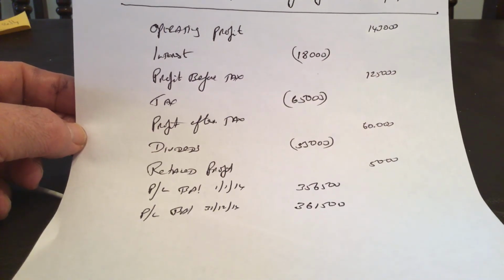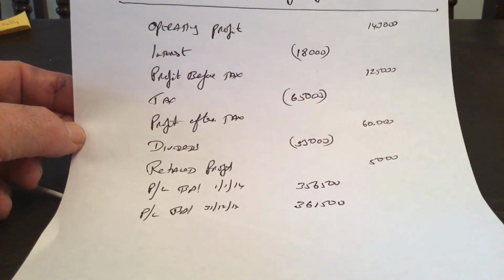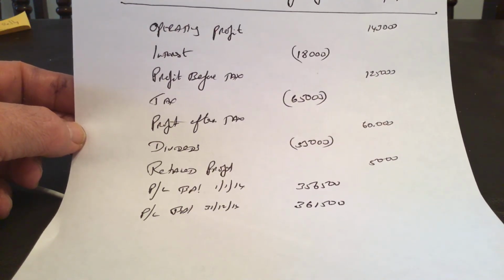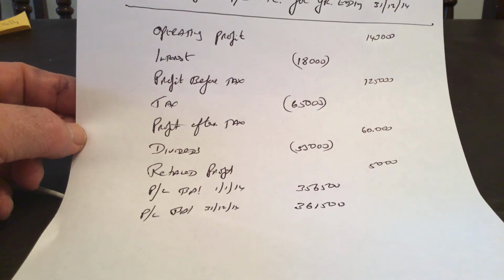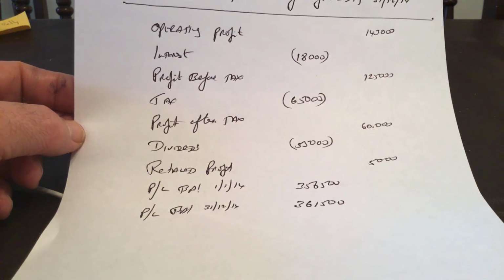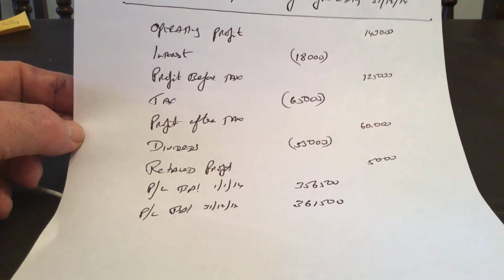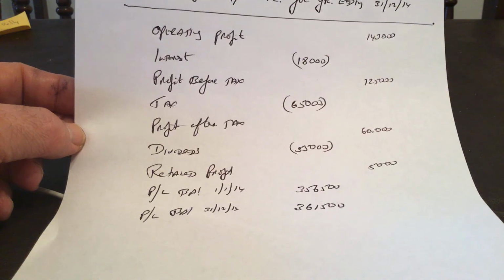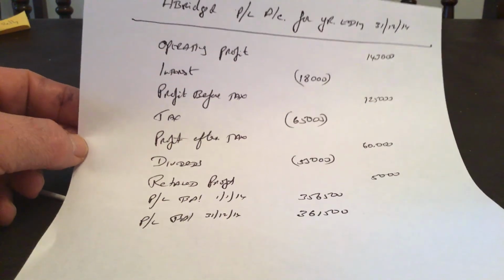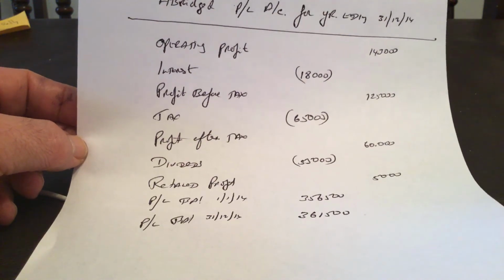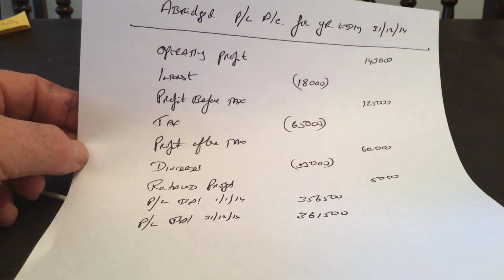So that means that our profit after tax was 5,000 plus 55,000, which gives me 60,000. Remember, we're working backwards. The 60,000 plus tax of 65,000 gives me a profit before tax of 125,000, plus the 18,000 gives me an operating profit of 143,000. We are now in a position to start the question properly.